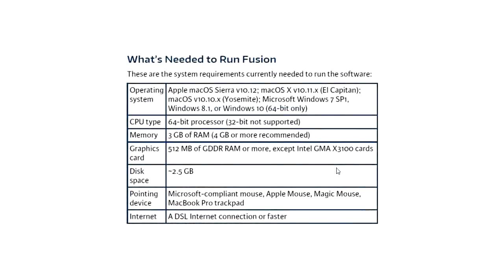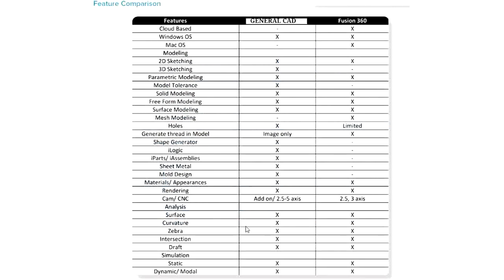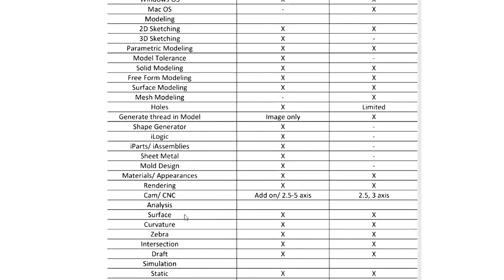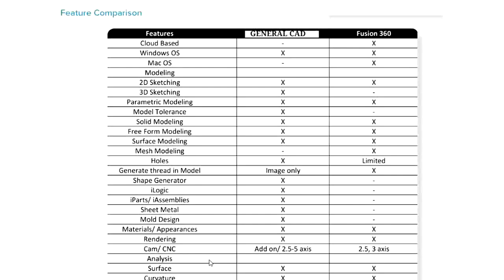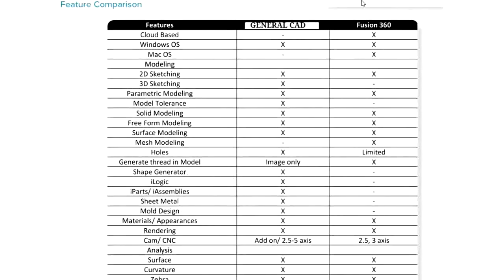Okay, then we have to discuss the next topic, that is the difference between the general CAD system and Fusion 360. So for this, I have collected the different parameters and features, and then compared the general CAD system with Fusion 360. So these are the different features.